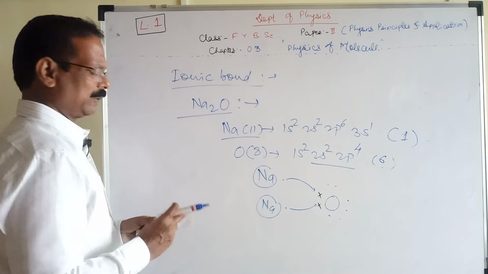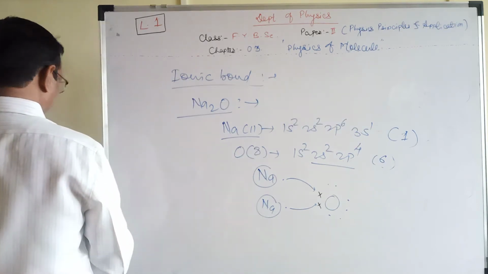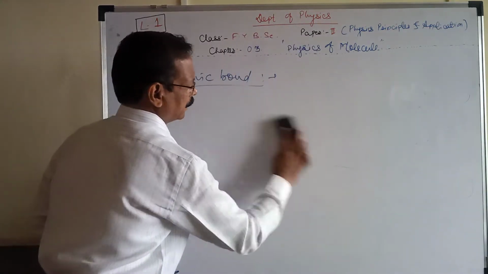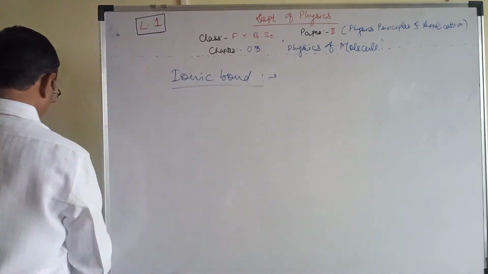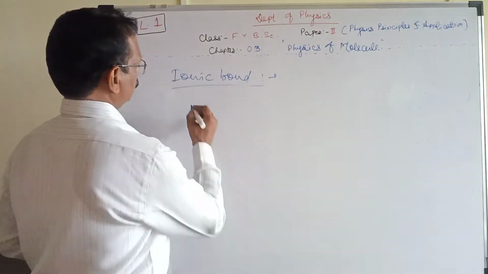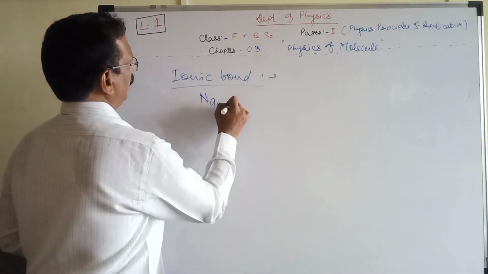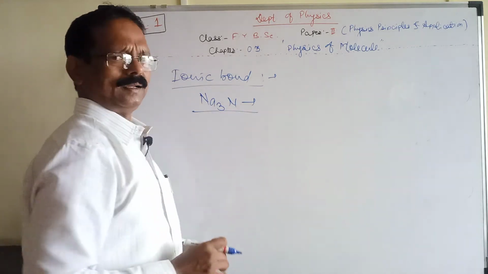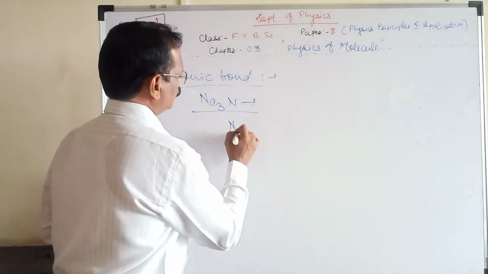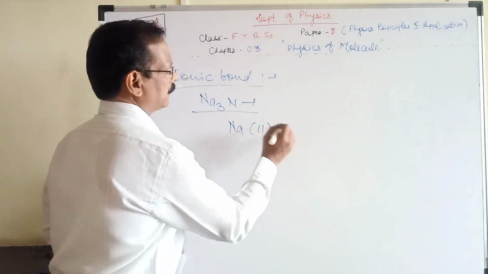There are so many examples also. Again, we can take a few examples, because you can get a clear-cut idea about the ionic bond. Okay, now the next example of ionic bond is Na3N. We are familiar with Na. So what is the atomic number of sodium? The atomic number of sodium is 11.